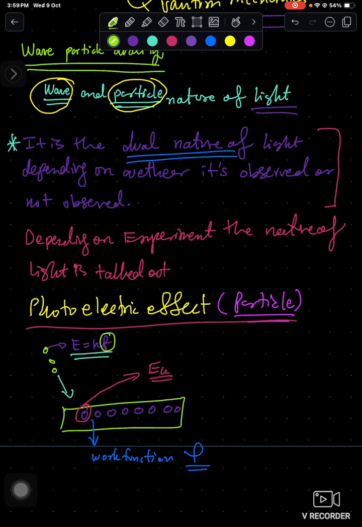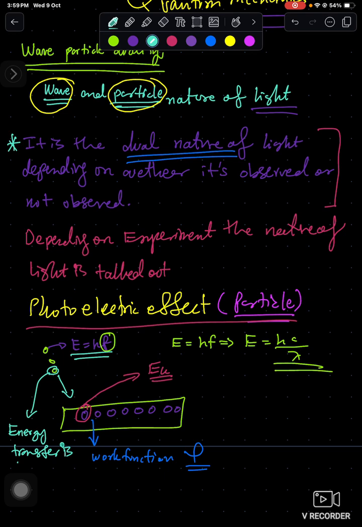And as for the frequency, we can write E equal hf. This will go to E equal hc over lambda. This is a further example. Here you will notice something, that energy transfer is in discrete.